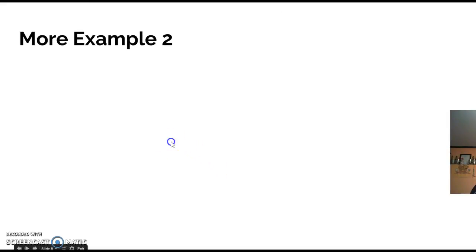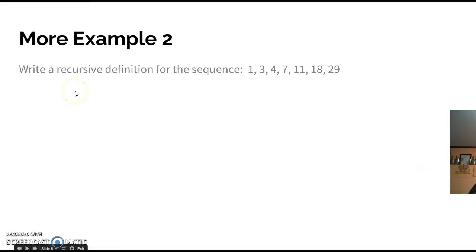As we finish up today, let's write a recursive definition for this sequence: 1, 3, 4, 7, 11, 18, 29. What's the pattern? Well, we can set our initial conditions. In this case, it's conditions because we're going to set the first 2 terms. If you don't see it, every term is the sum of the 2 terms before it.